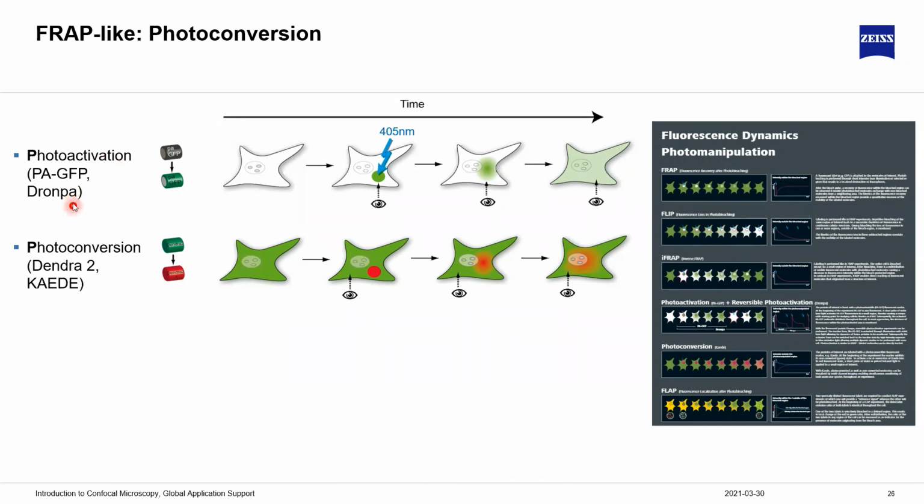There is, for example, photo activation, where you park your laser beam at a certain position of your cell. You apply a certain laser line, and this is activating proteins in this region that then become fluorescent. Or, for example, the photoconversion, where you apply the laser light, and there is a conversion of the color of your sample. So all of these are basically based on FRAP experiments.